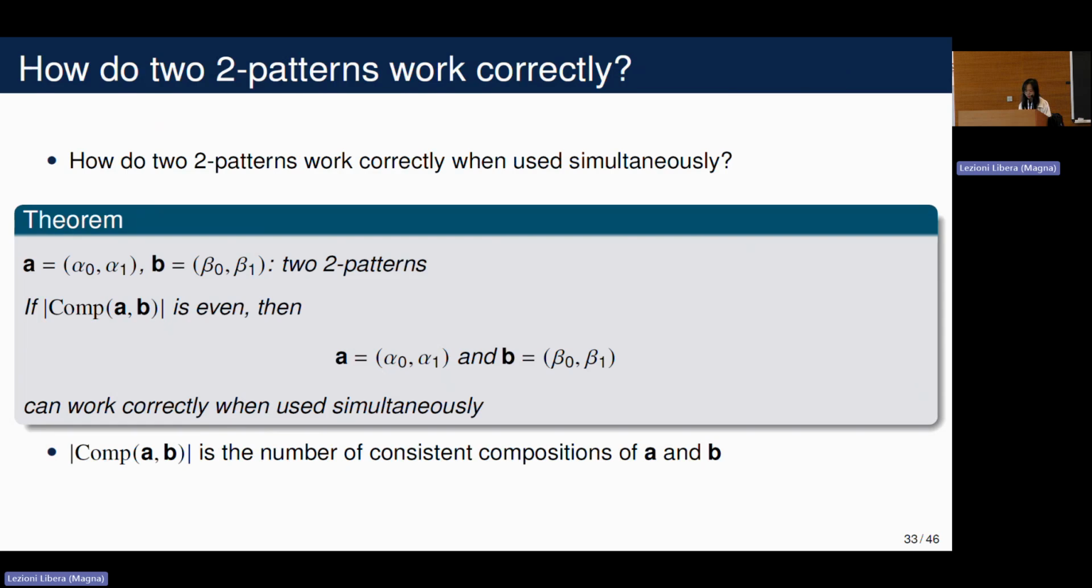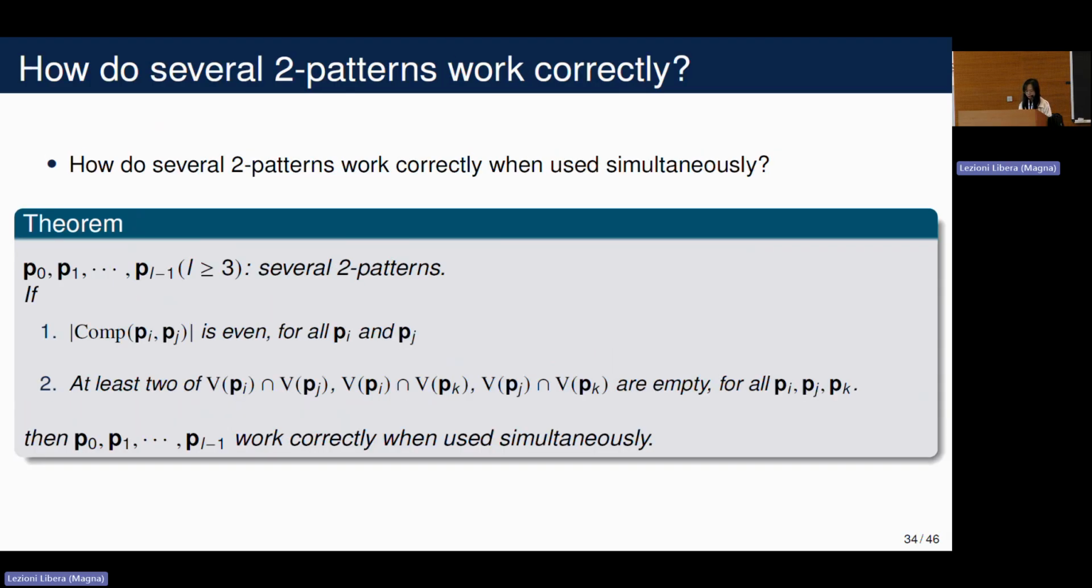And the second problem: how do two patterns work correctly when used together? The theorem also contains sufficient conditions so that alpha and beta can work correctly when used simultaneously. And the mathematical details can be found in the paper. For the third problem, the theorems answer the question by giving sufficient conditions on how several patterns work correctly.